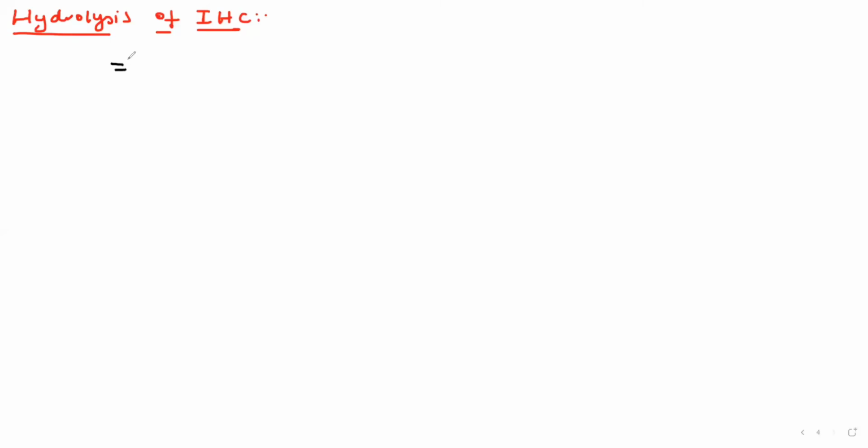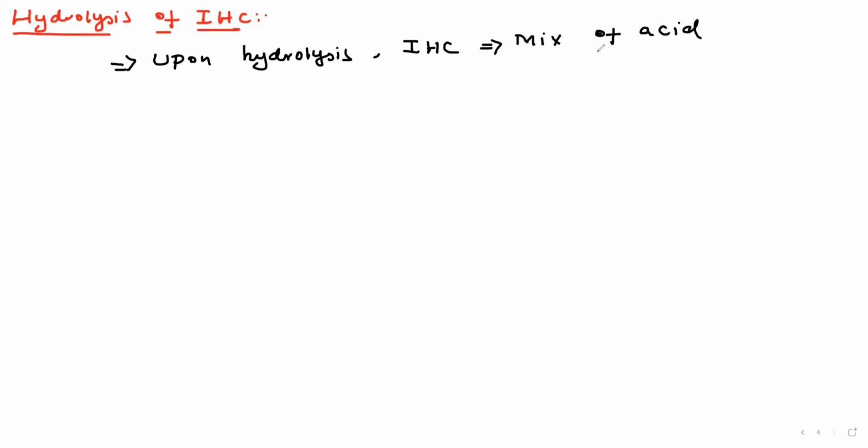Upon hydrolysis, the interhalogen compound gives a mixture of acids. What are the mixture? There will be two types of acid. One is hydra acid, HX, as I discussed already. The other is oxo acid. What is oxo acid? HXO. This is oxo acid.